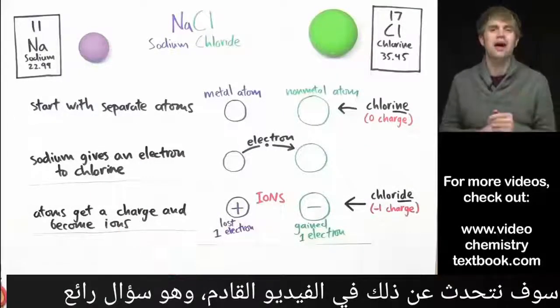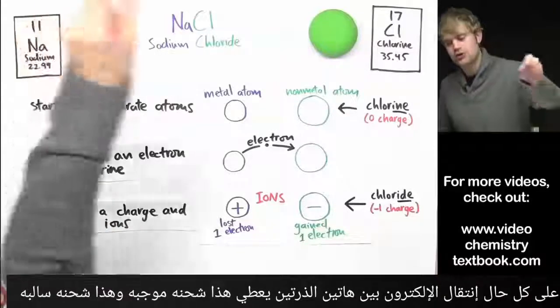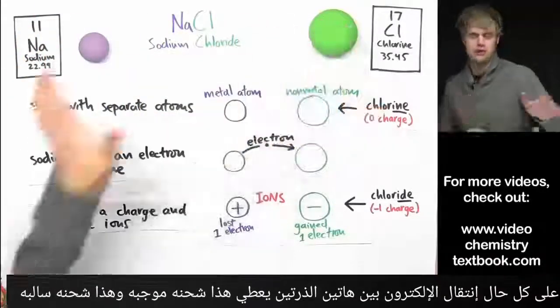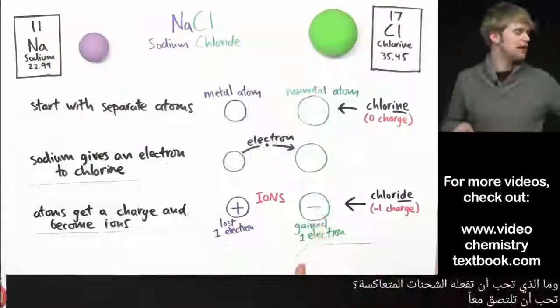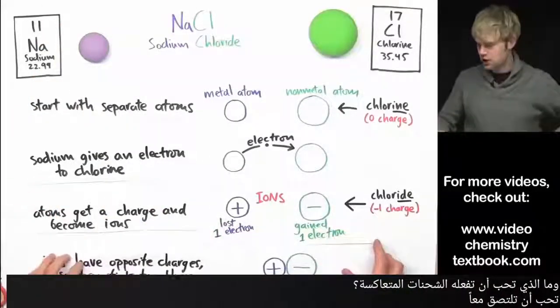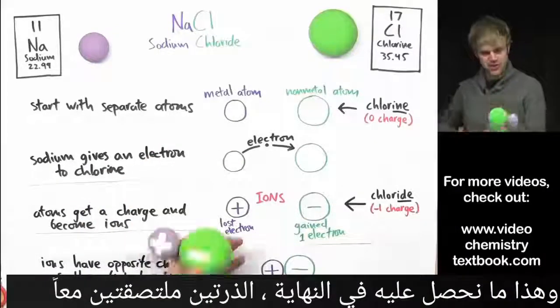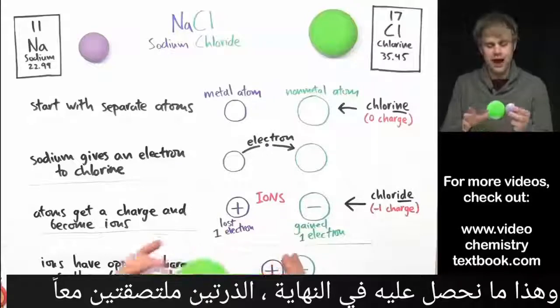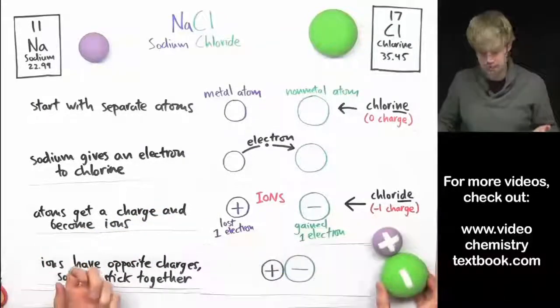We'll talk about that in the next video. It's a great question. But anyway, a transfer of electrons takes place between these atoms, giving this one a positive charge and this one a negative charge. And what do opposite charges like to do? They like to stick together. And so this is what we end up with. The two atoms glued together because their opposite charges are holding them together.